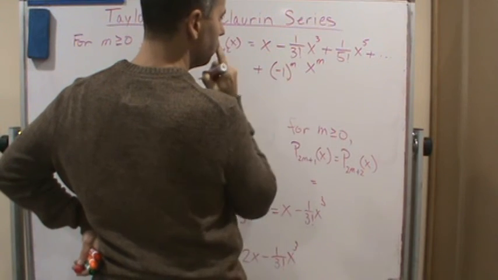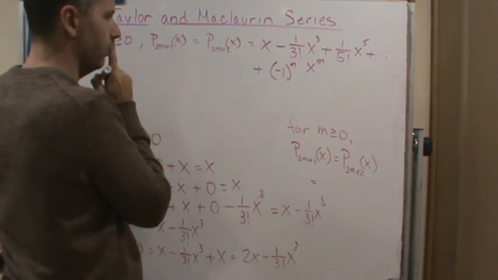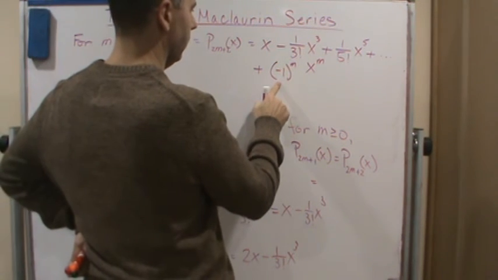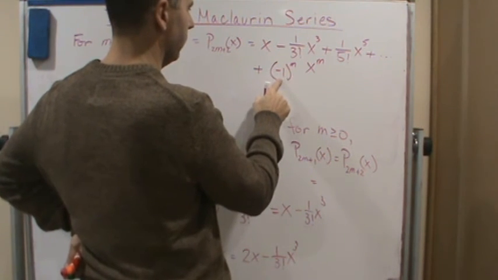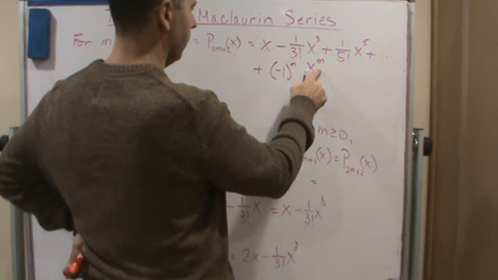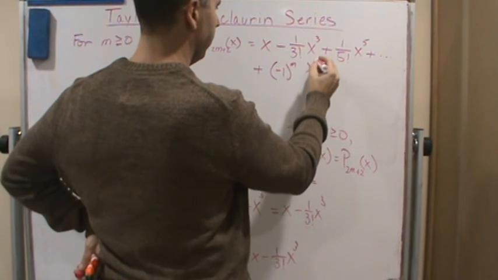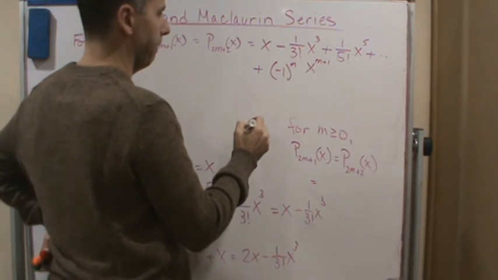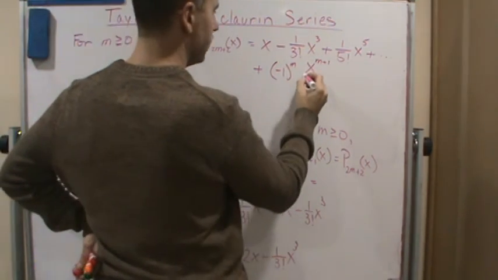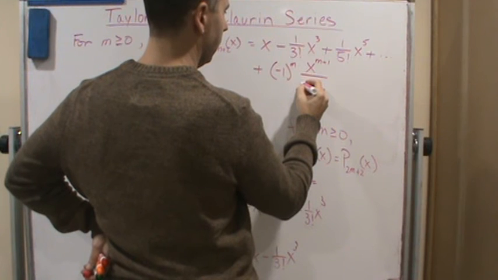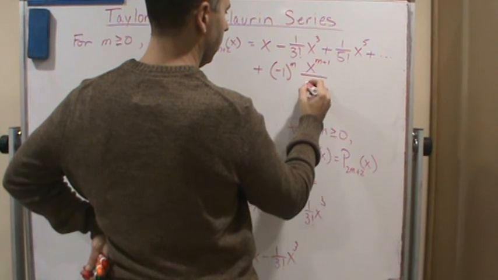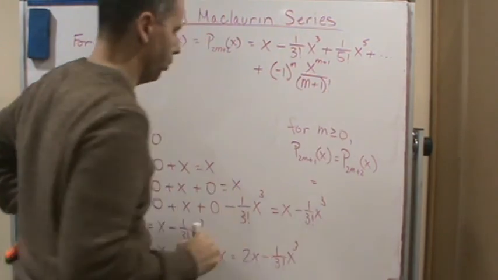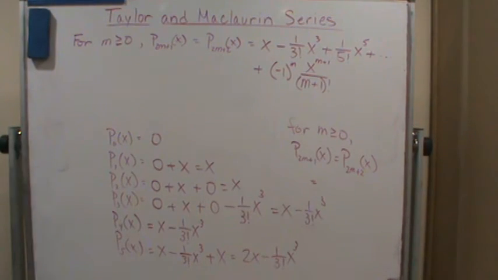m, hold on a second, is it m? No, m plus 1. m plus 1 over m plus 1 factorial. I think that'll work. Let me verify that.